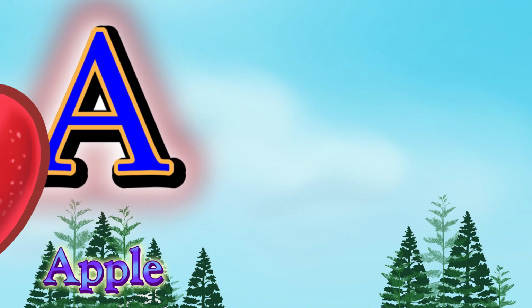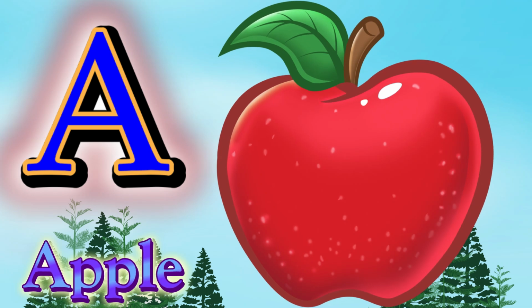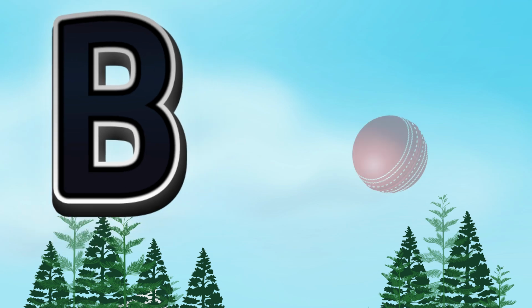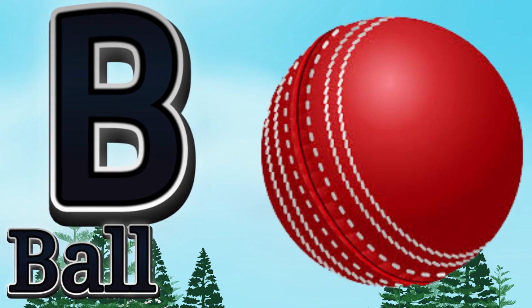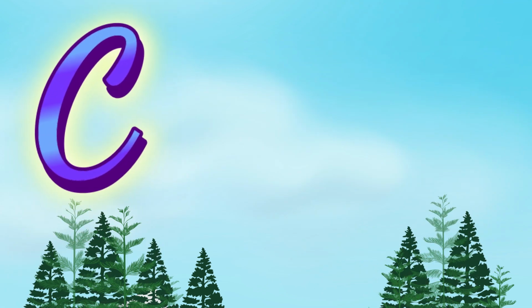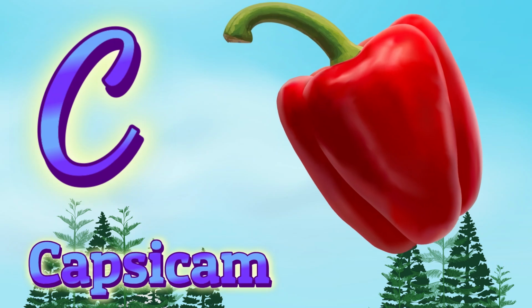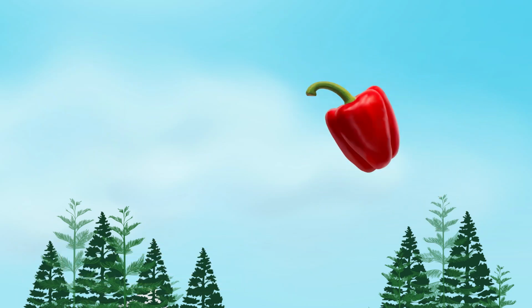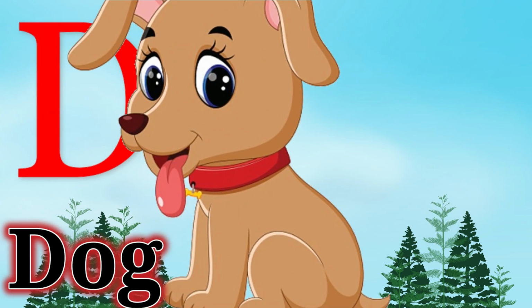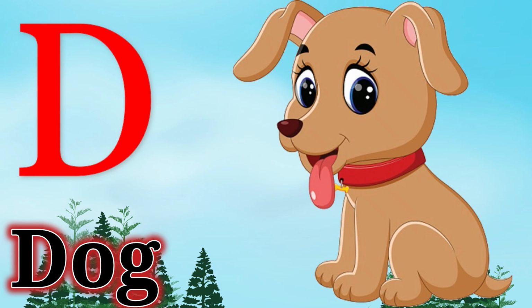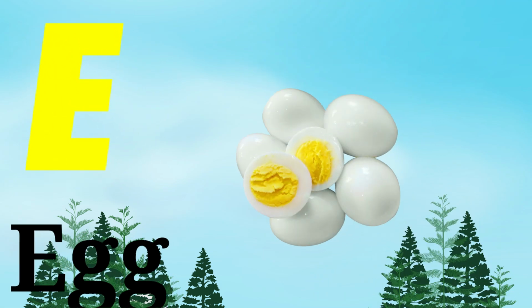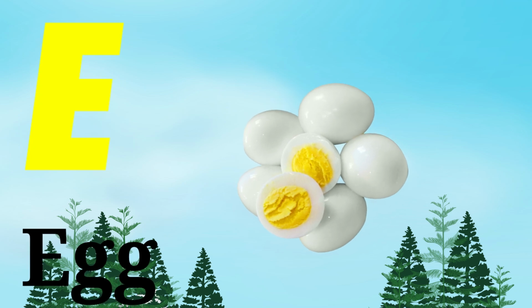A for apple. The farmer in the dell. B for ball. Hi-ho the dairy-o, the farmer takes the wife. C for capsicum. Hi-ho the dairy-o, the wife takes the child. D for dog. Hi-ho the dairy-o, the child takes the nurse. E for egg.